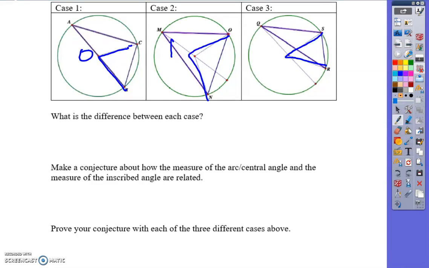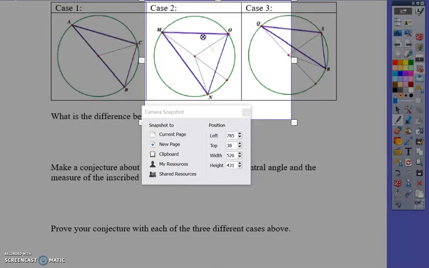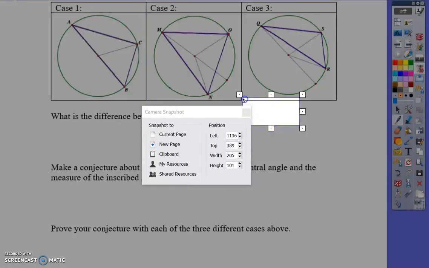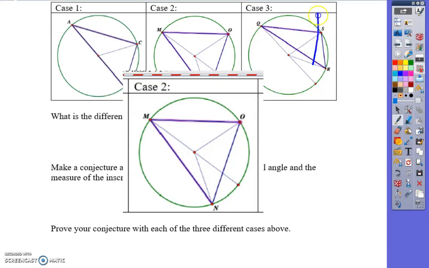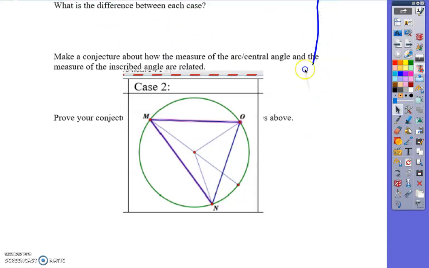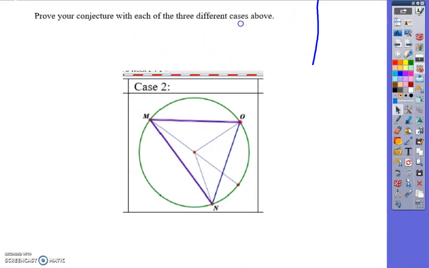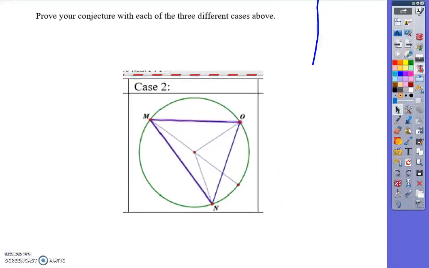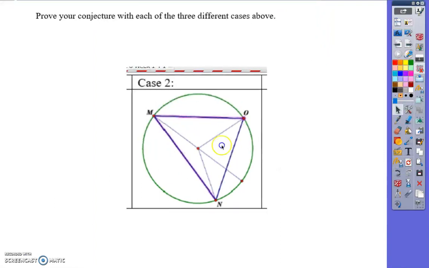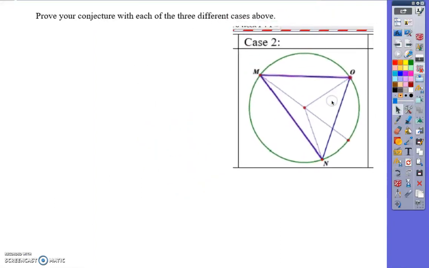So let's think about these proofs a little bit for a minute. I'm going to pause it while I think. I'm going to go ahead and demonstrate what you're going to do with case 2. I'm going to grab a picture of it so I can make the rest of this kind of disappear. And so prove with these three different pieces above. Remember, when we're doing our proof, it has to work for everything. We can't just do one, we have to do it for all of them.